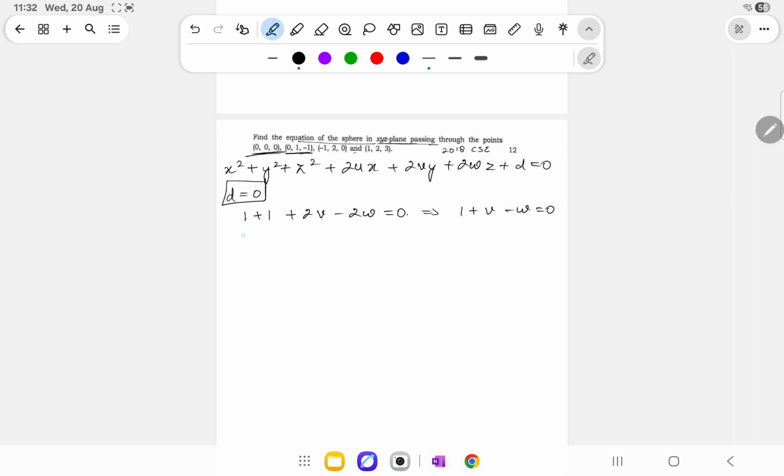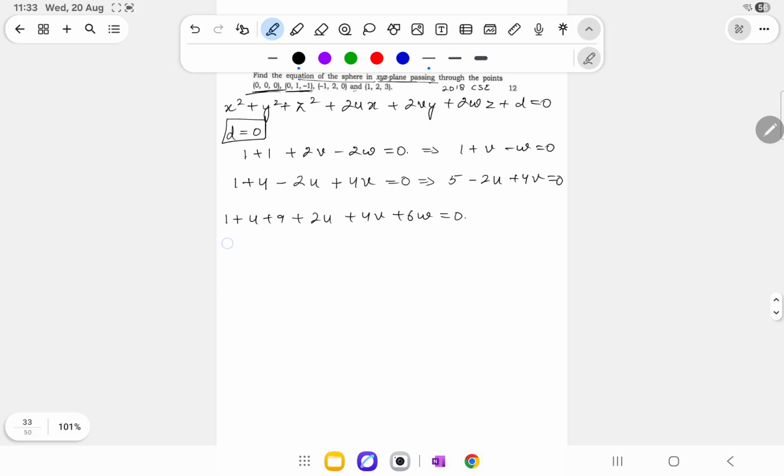It also passes via minus 1, 2, 0, so 1 plus 4 minus 2u plus 4v equals to 0. So if I simplify it, I'll get 5 minus 2u plus 4v equals to 0. Further it passes via 1, 2, 3. So from there I'll get 1 plus 4 plus 9 plus 2u plus 4v plus 6w equals to 0. That is 14 plus 2u plus 4v plus 6w equals to 0.